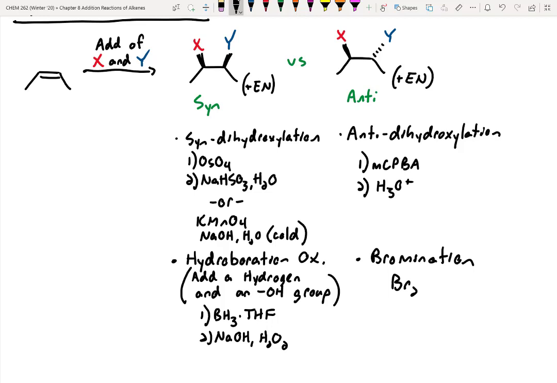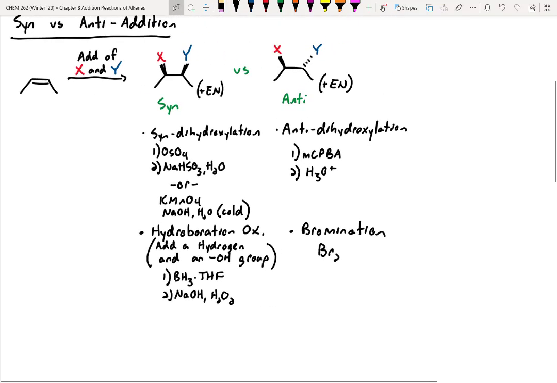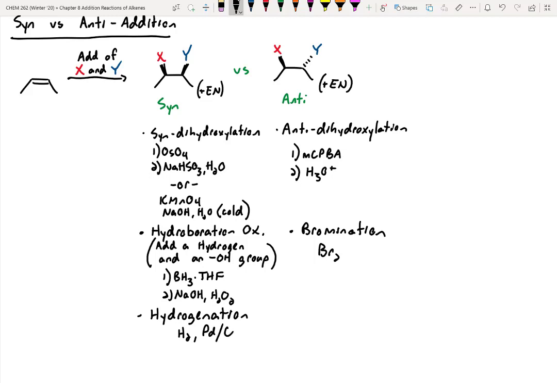What if we want to add two hydrogens? Will the two hydrogens go syn or anti? Syn. So then we could say, sorry, I'll zoom out. Hydrogenation. That's where we use H2 and palladium on carbon. That always adds both hydrogens in a syn orientation.